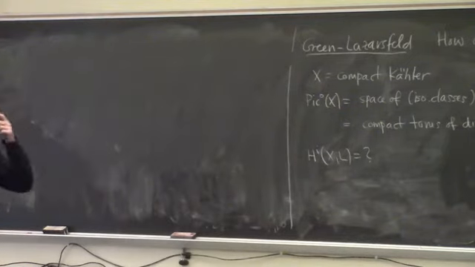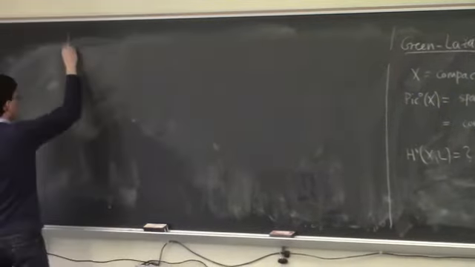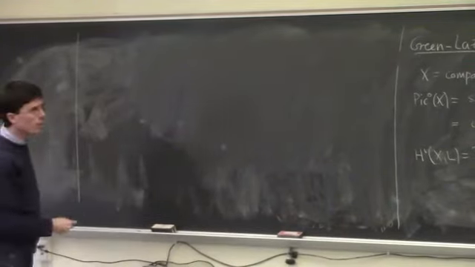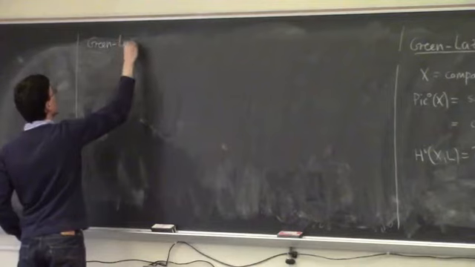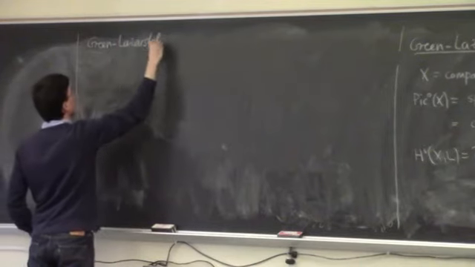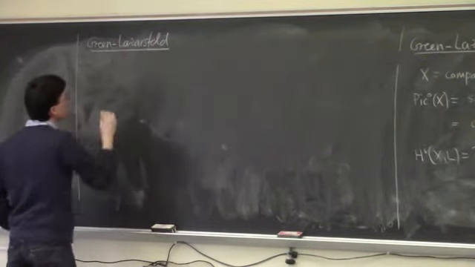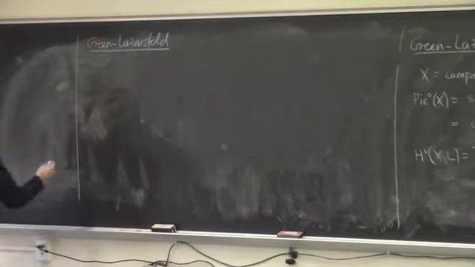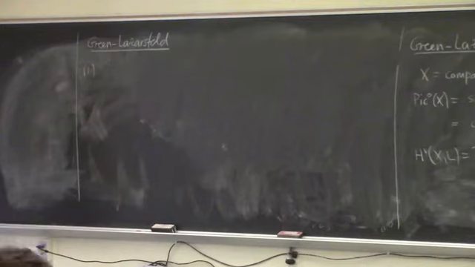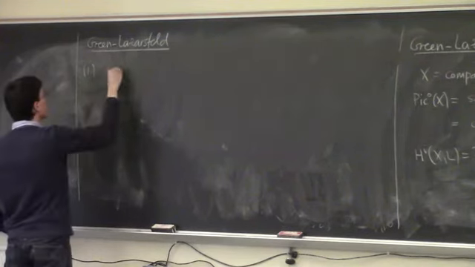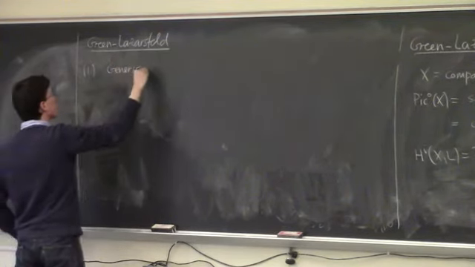Okay, so now what did Green and Lazarsfeld do? So let me tell you a few results by Green and Lazarsfeld. This is kind of the starting point of the whole subject. I will tell you two kind of results, and then we'll see over time how our point of view on these things has changed. So the first one is the so-called generic vanishing theorem.